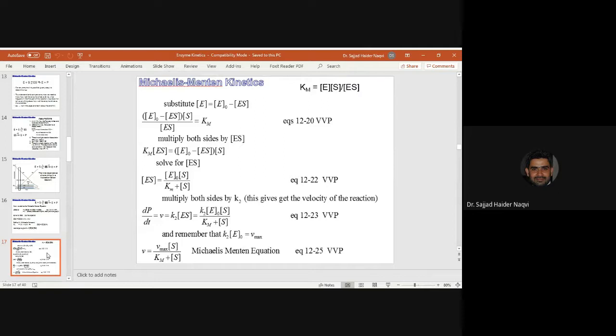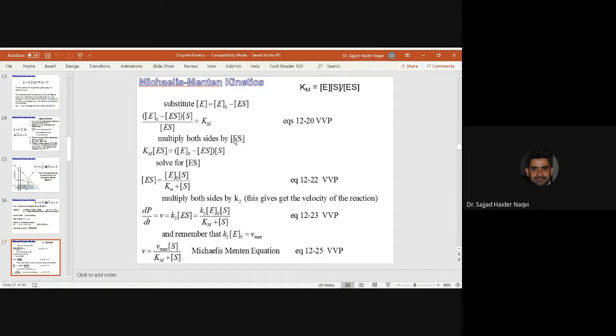Now going further, we know that Km is equal to this. Now we substitute the enzyme concentration, which according to our assumption is equivalent to the total enzyme concentration minus the enzyme substrate complex, because this is what we have as the total enzyme, this is what we have as the enzyme bound with the substrate, and that is what we have as the enzyme left. So we substitute this in place of this E and we get this equation.